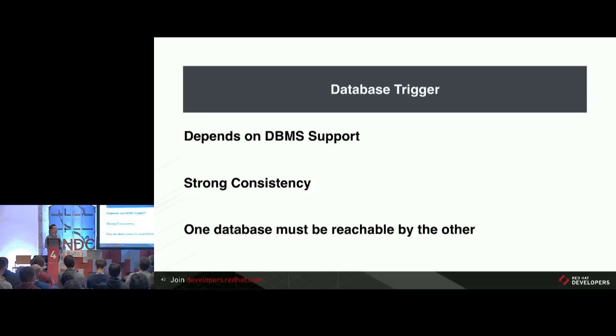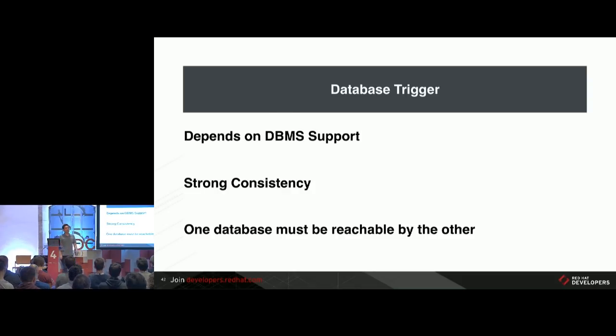You can also use triggers. Have a microservice database. You put a trigger on the database. Every time anything is changed, you update the remote endpoint. You have strong consistency if you do that on commit. One database must be reachable by the other. Again, you can use a DB link. But this one, again, I consider to be a hack, but I'm not judging.